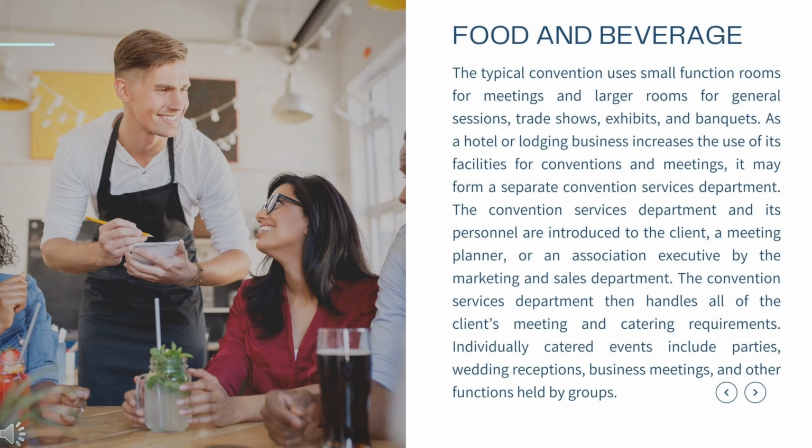A typical convention uses small function rooms for meetings and larger rooms for general sessions, trade shows, exhibits, and banquets. As a hotel or lodging business increases the use of its facilities for conventions and meetings, it may form a separate convention services department. The convention services department and its personnel are introduced to the client, a meeting planner or an association executive, by the marketing and sales department. The convention services department then handles all of the client's meetings and catering requirements.